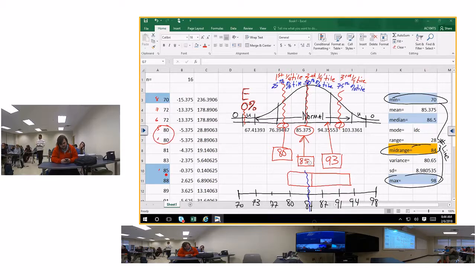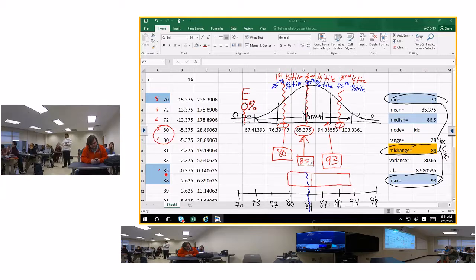Standard deviation, pretty much what? It's on a 10-point scale. You got below 8.9, which is 9. So it's within the 10-point scale. So it's pretty much small. So everything, the standard deviation is small. The three numbers line up.